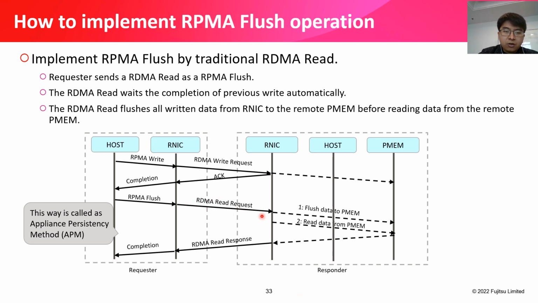Look at this figure. Requester sends a RDMA read as a RPMA flush. The RDMA read waits the completion of previous write automatically. The RDMA read flush or return data from RNIC to the remote PMEM before reading data from the remote PMEM. This way is called a appliance persistency method.